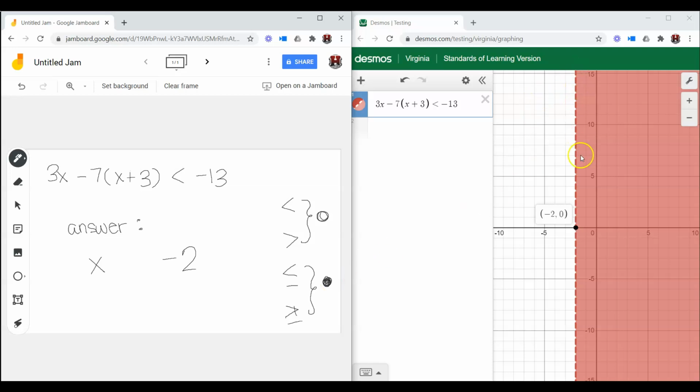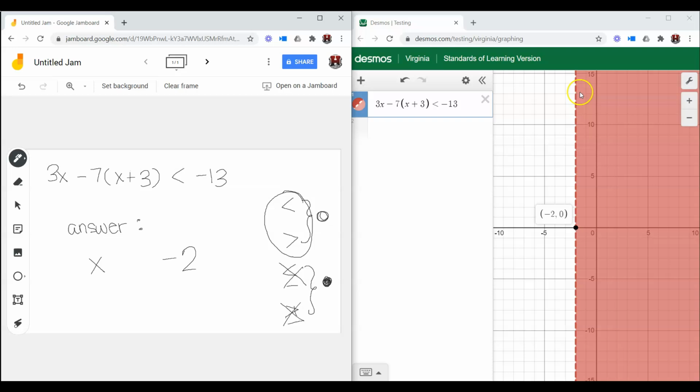Now, over here on your graph, what I want you to notice is you have this dotted line. A dotted line on this graph is like an open circle. So what that lets me know is it's not going to be that symbol, it's not going to be that symbol, it's going to be one of these two. So a dotted line is like an open circle and means that your inequality symbol should not be underlined. Now, how are we going to choose between less than and greater than? Well, that's where the shading is going to come into play.